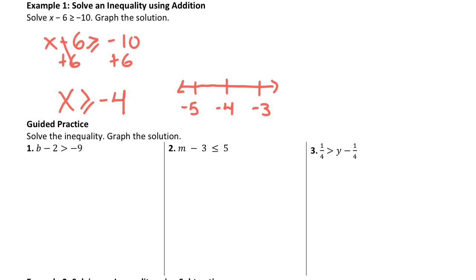So we've got to remember from the last lesson what type of circle we put at negative 4. Since this is greater than or equal to, negative 4 is part of my solutions, so I'm going to draw a colored in circle. As for the shading, however you want to do it is up to you. I am going to shade to the right to represent greater than. So values greater than or equal to negative 4. So that's how you solve and graph a one-step inequality that involves addition.